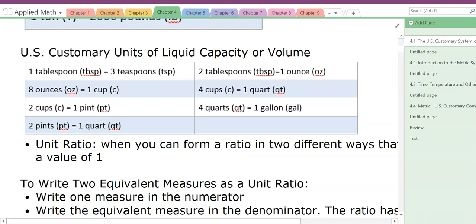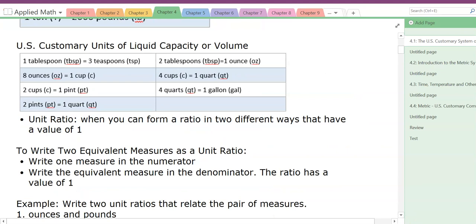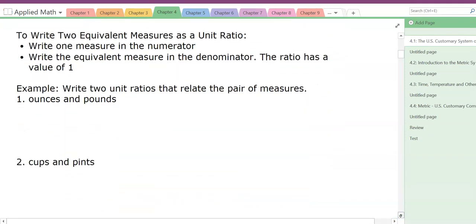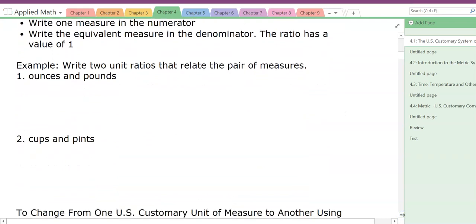The first thing that we're going to practice is writing out two equivalent measures as a ratio. So being able to say, if I'm trying to go from feet to yards, what are the two ways that I can write that? I'm going to show you how to do one of them here, and then you're going to try the second one. Write two unit ratios that relate the pair of measures.